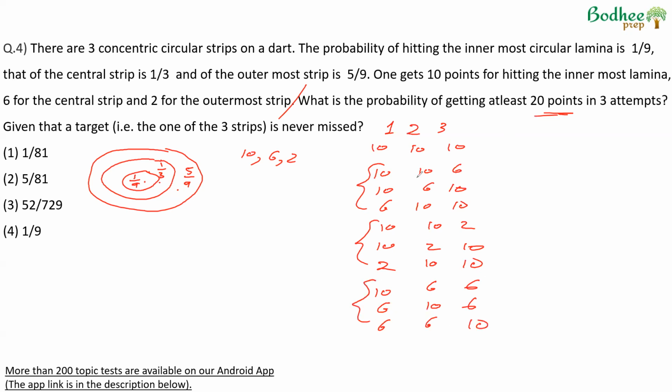So either all the 3 are 10s. If 2 are 10s, I can have a 6 or a 2. If 1 is 10, I need at least 10, so both have to be 6s. So these are the 10 ways possible.